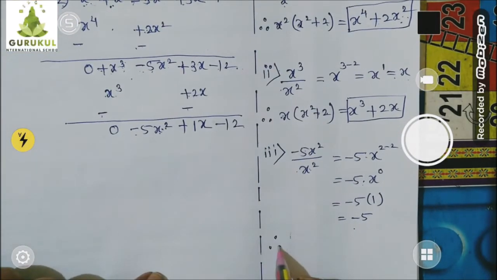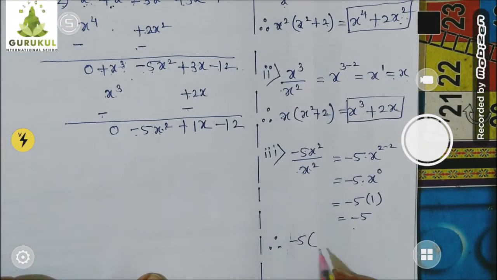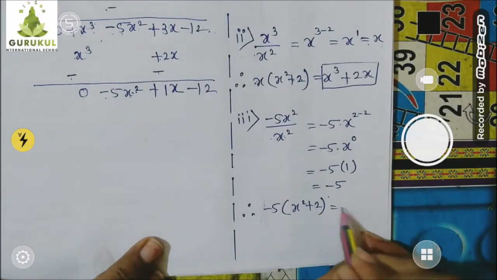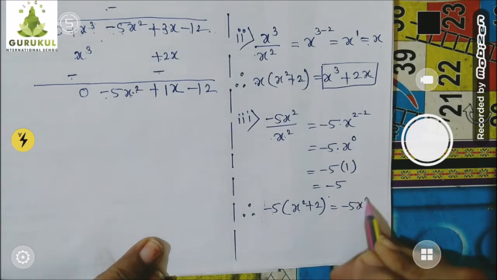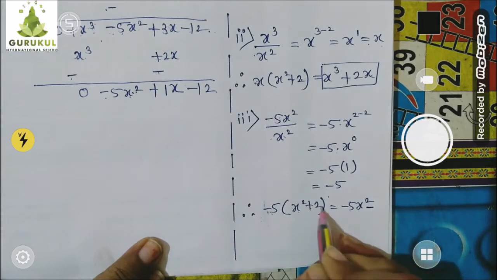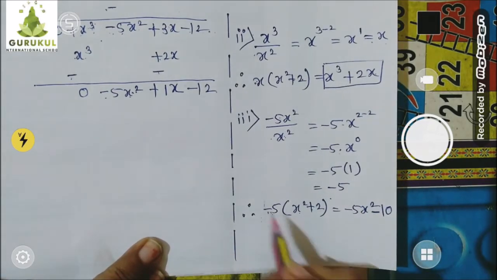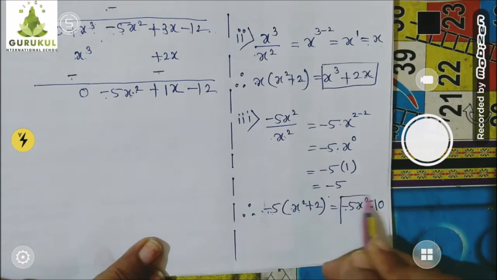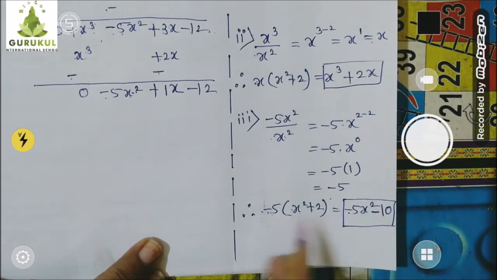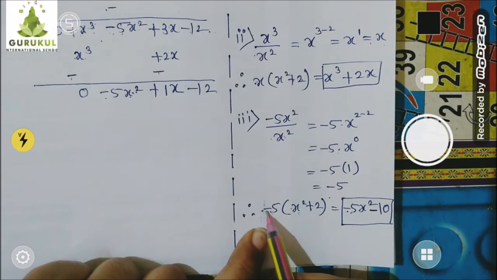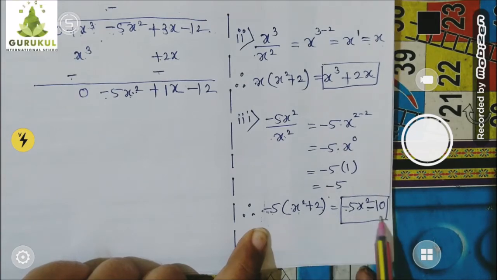So let's do it. I'm writing here the therefore sign and then minus 5 multiplied by x square plus 2. So children, minus 5 into x square is minus 5x square, and plus into minus is minus, and 5 2s are 10. Okay, and here plus into minus is minus. So I hope you understood the product. Again minus 5 into x square is minus 5x square, minus into plus is minus, 5 2s are 10.